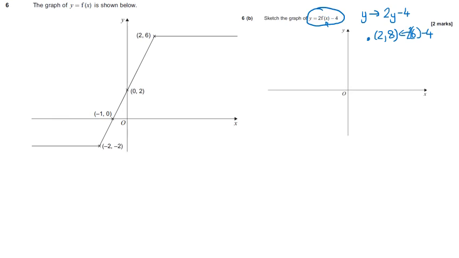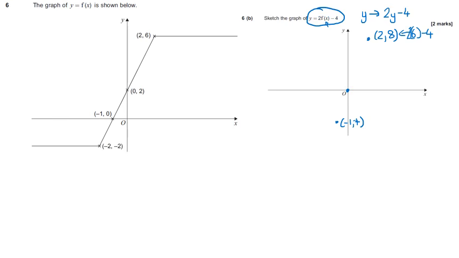And we do that with all the other points. So the one that was on the axis, the y value was 2. So 2 times 2 minus 4 is 0. So that point is now at the origin. The point minus 1 and 0, so the 0 becomes 0 minus 4, which is minus 4. So this point is now at minus 1 and minus 4.